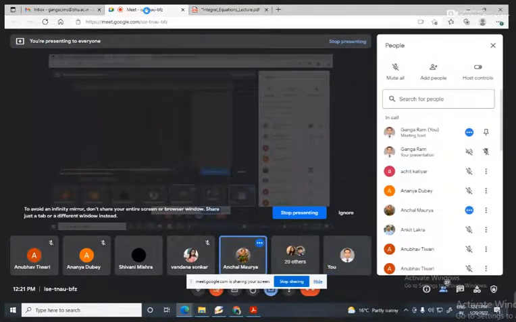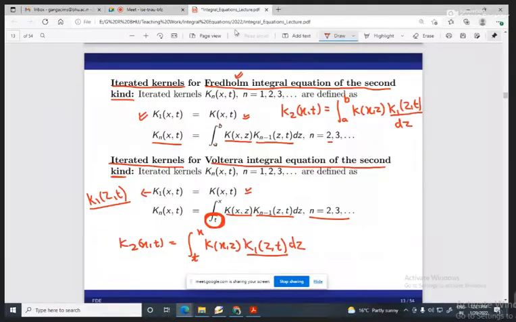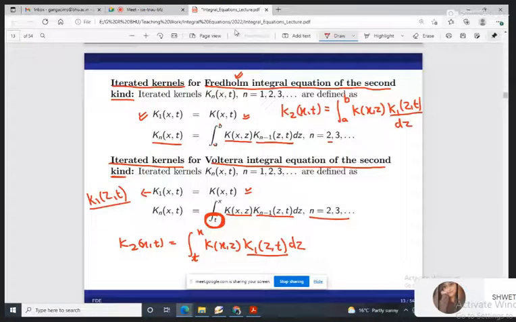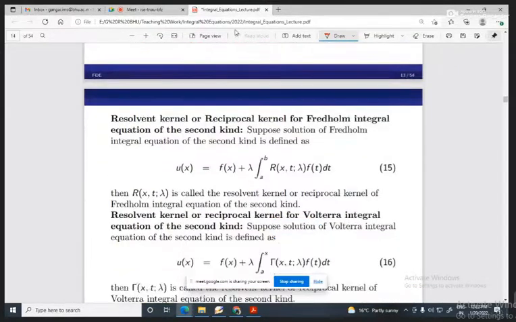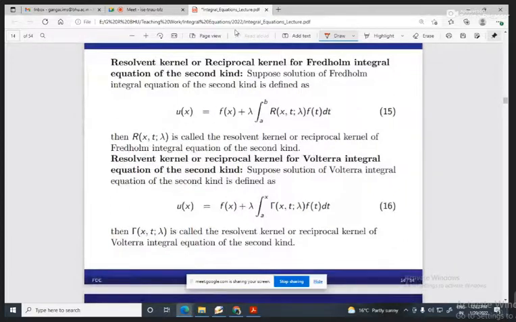Yes, sir. Okay, so basically we have two types of iterative kernels: the iterative kernel for the Fredholm integral equation of second kind, and the iterative kernel for the Volterra integral equation of second kind. Now we have another type of kernel called the resolvent kernel, which we can also call the reciprocal kernel, for the Fredholm integral equation of second kind.